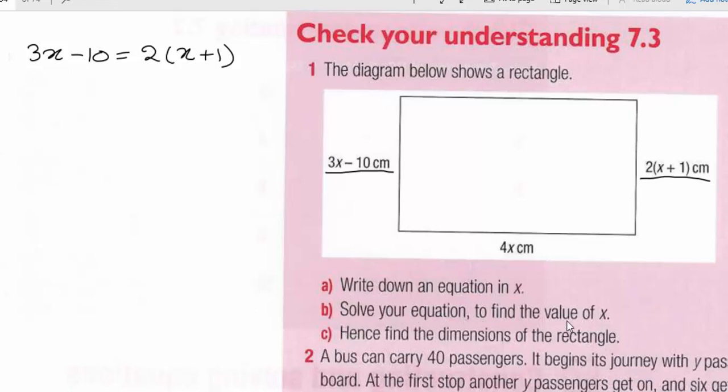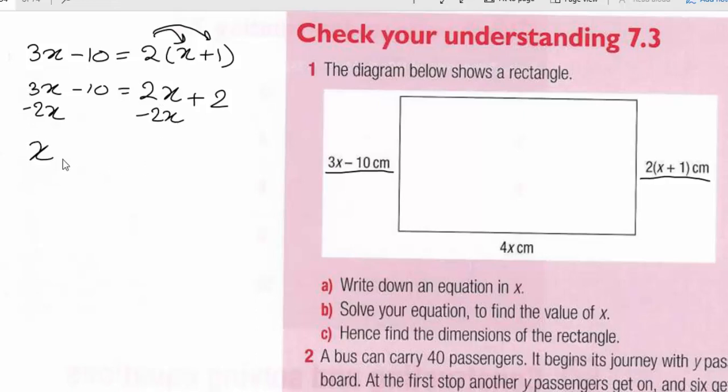Solve your equation to find the value of x. Now let's solve it. To solve it, the first thing we have to expand. Then 3x minus 10 is equal to, this 2 should be multiplied by both. 2 times x is 2x. 2 times 1 is 2. Now we need to have x alone on a side because we need to solve. Then minus 2x to get rid of this one. 3x minus 2x is just x, minus 10 is equal to, this one is removed, is equal to 2.